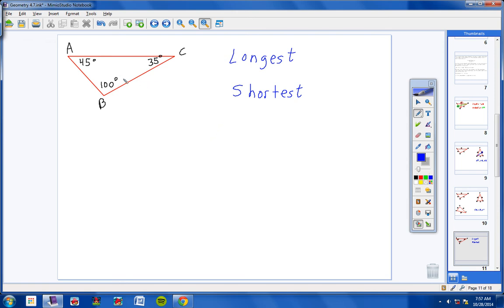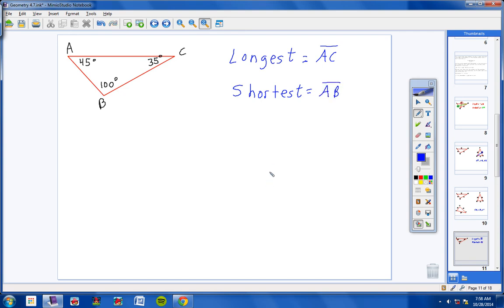Okay, here we go. Now, if I want to find the longest side, I'm first of all going to find the largest angle, okay? So here's the largest angle right here. I go straight across, and this is my longest side right here, AC. Okay, so my longest side would be segment or side AC. Now my shortest side will be across from the smallest angle. So I'm going to find the smallest angle up here. Here it is, 35. Go straight across. And this side here will be my shortest side. Okay, AB. So segment AB.